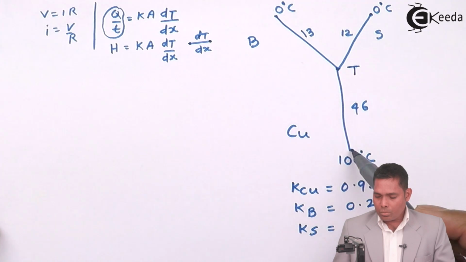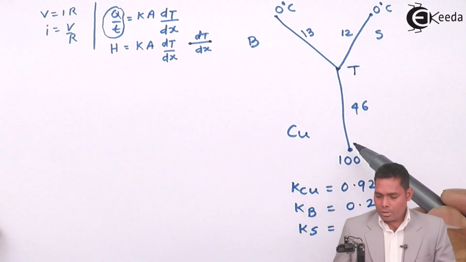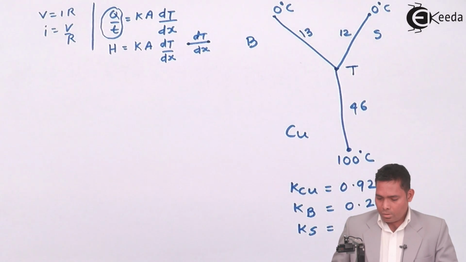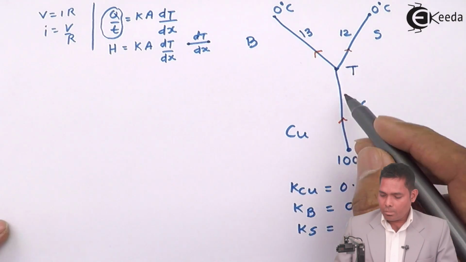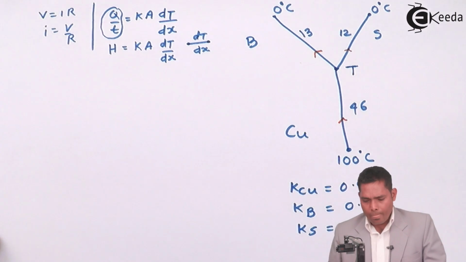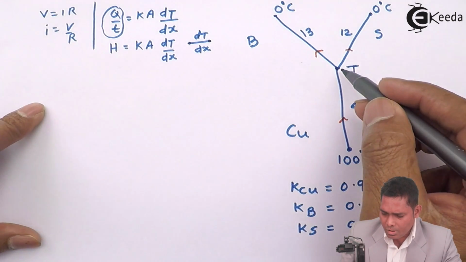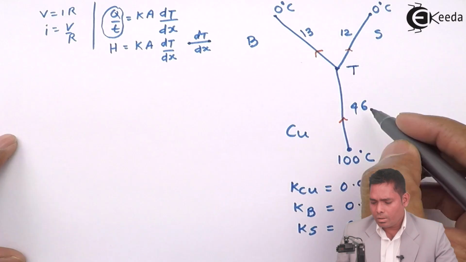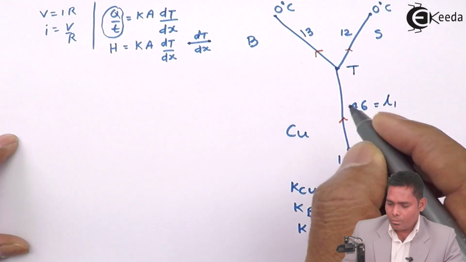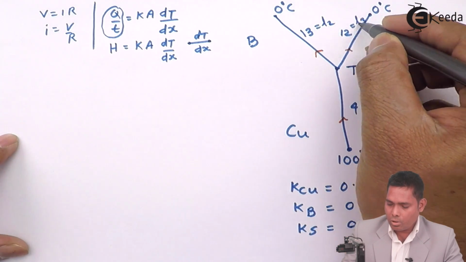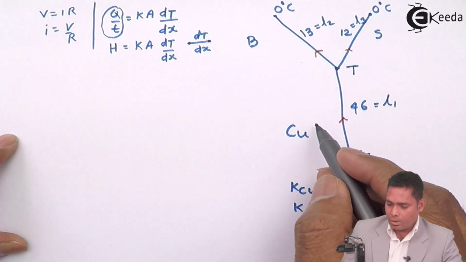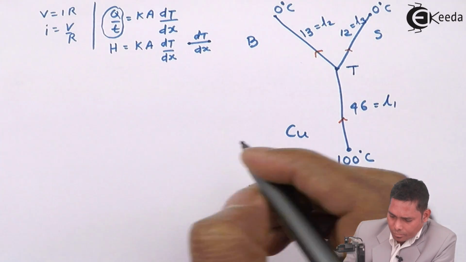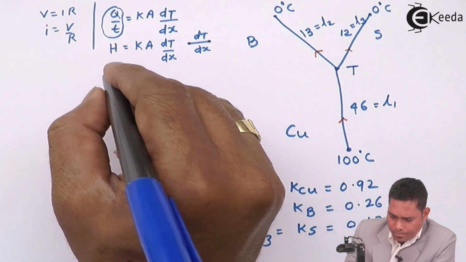Now if I apply that concept here, between these two points, the difference in temperature is 100 minus T. Obviously heat flows from the body at high temperature to the body at low temperature, so the heat current will be in this direction. The incoming current equals the outgoing current, just like Kirchhoff's current law. So dT over dx is 100 minus T over this length, which I'll call L1. I'll call this length L2 and this length L3. This I'll call K1, this K2 and this K3, for simplification.